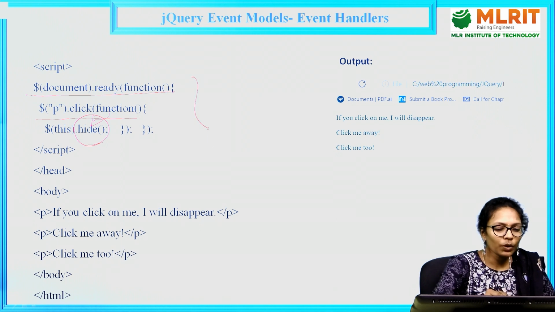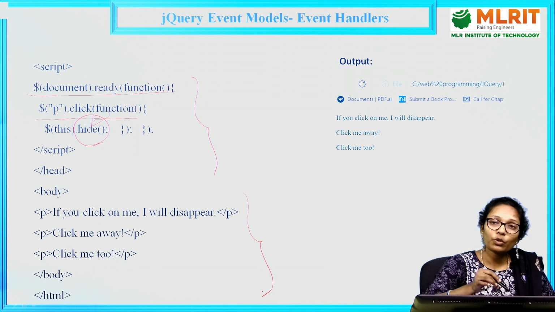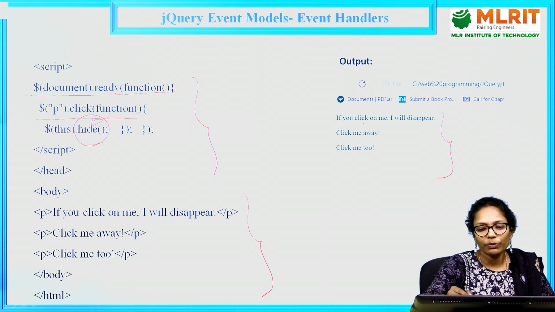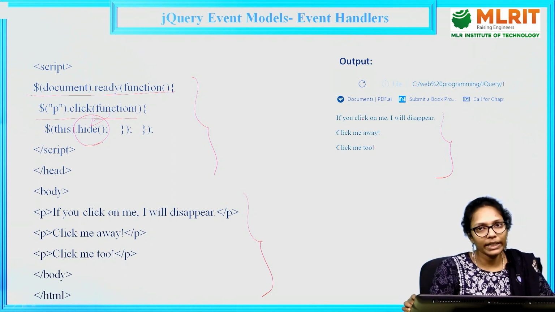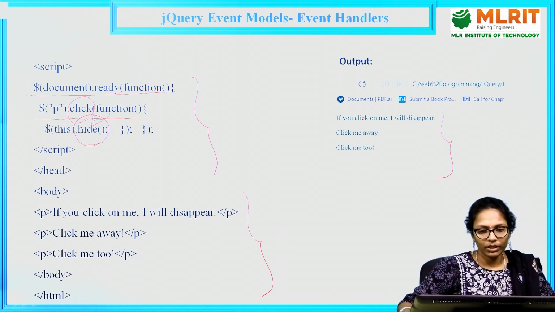For this, in the body section, I'm defining three different paragraphs. Whenever you click on a particular paragraph, that particular paragraph will be hidden. This is the output I'll get. If you click on the first one, it will be hidden. If I click on the second one, that will be hidden. If I click on the third one, that will also be hidden. That is the logic you are writing, and the event in this function is click. I'll try to execute this.